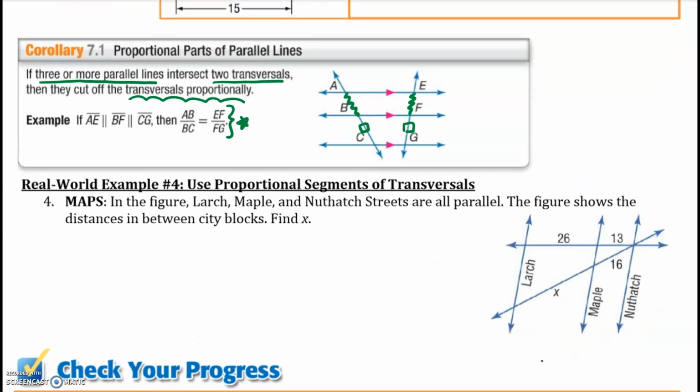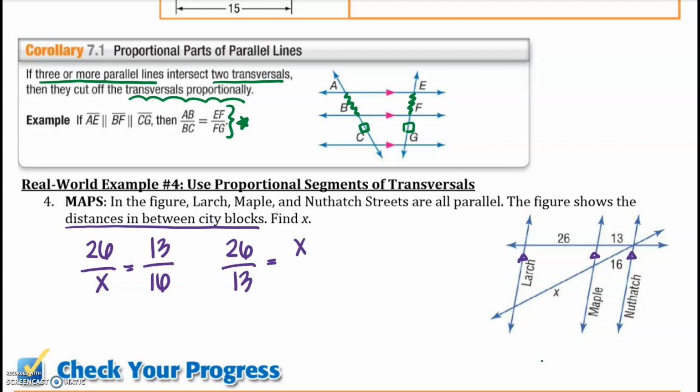All right, in the figure I have 3 parallel lines, 2 transversals. I need to find X. I need to find the distance between my city blocks. So I have 3 parallel lines, which helps me create my proportion. So you can set it up as 26 over X is equal to 13 over 16. You could also say 26 over 13 is equal to X over 16. Either way would work. Cross multiply.